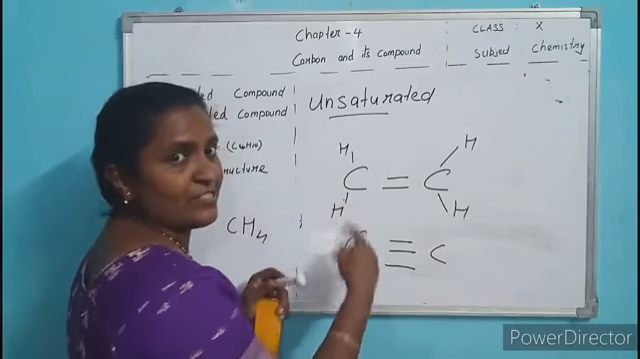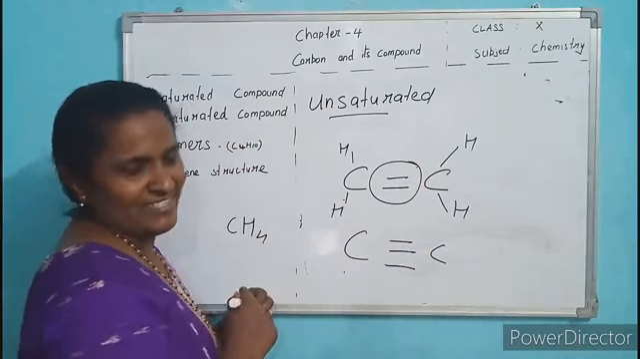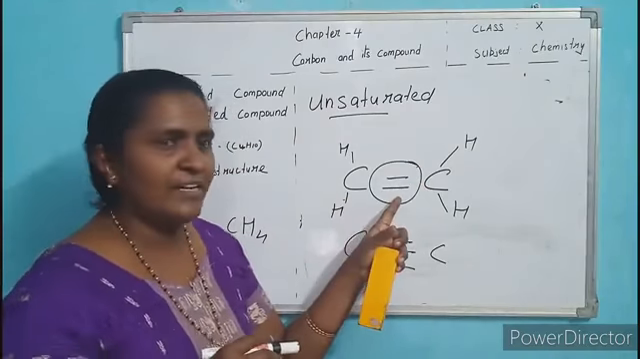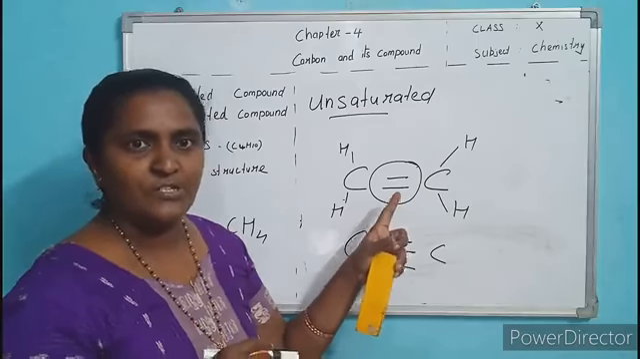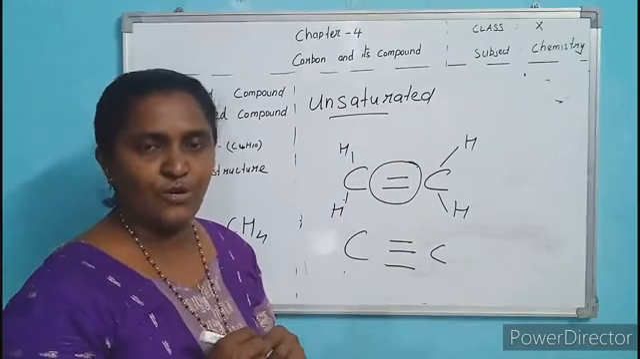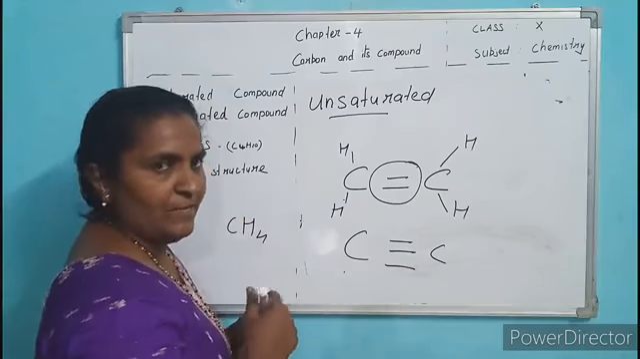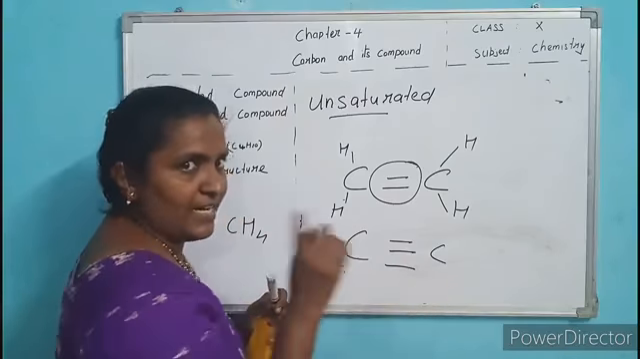Why is it called unsaturated? Between the carbons a double bond is existing, a double bond is present. So such compounds are called unsaturated hydrocarbon. The other example is with a triple bond. Okay, this is unsaturated.